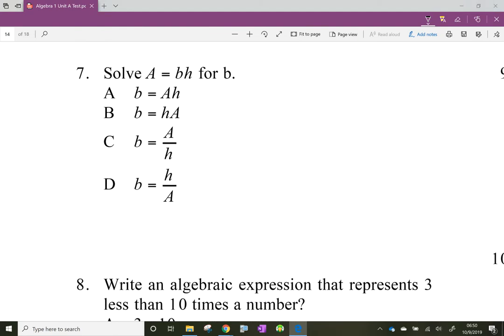Solve for A. So we have, solve A equals BH for B. Okay, so we're solving for B.